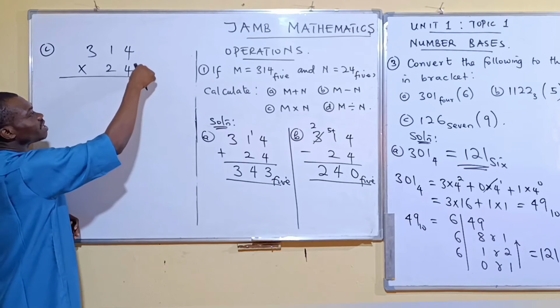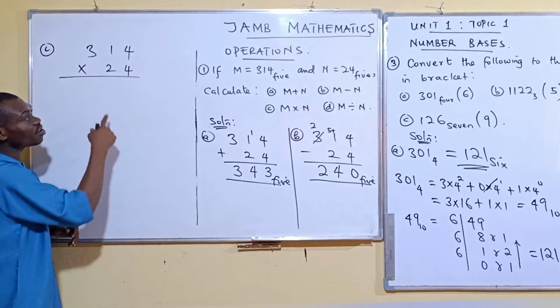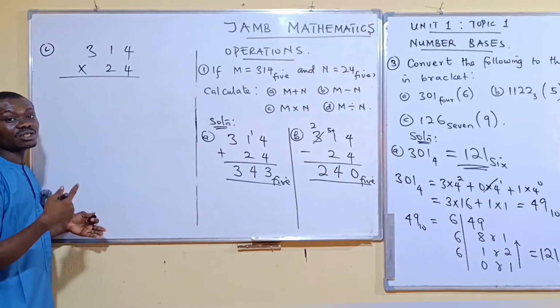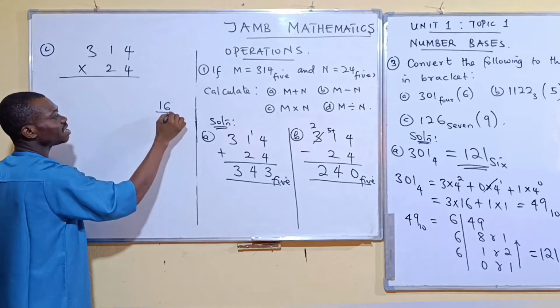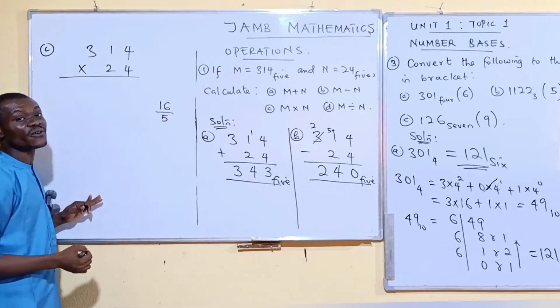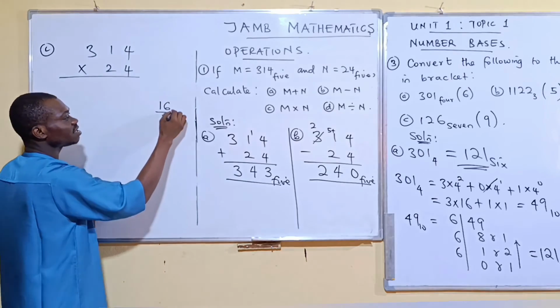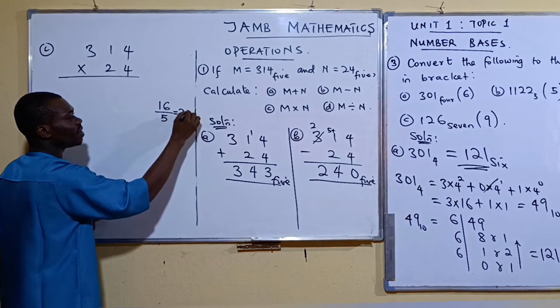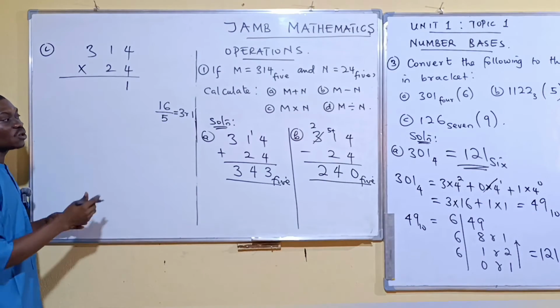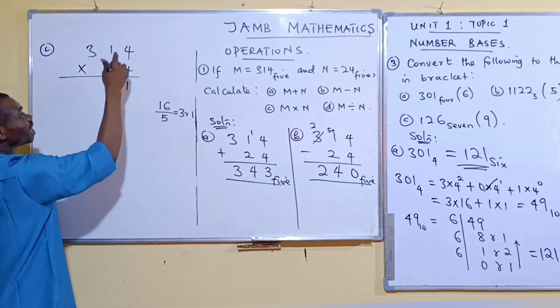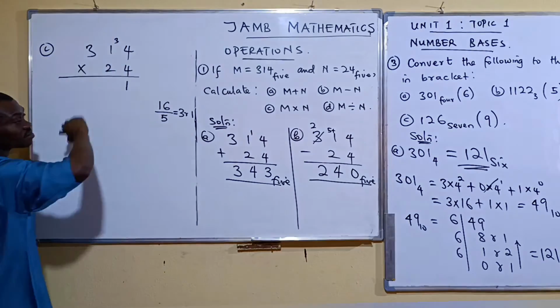Now that 16, what would you do with it? You are not going to write 6 and carry 1. You only do that in base 10. So you will bring that 16 and divide it by the base, which is 5. So 16 divided by 5 will give us 3 remainder 1. It is that 1 that you will write here. So you will now carry 3. So that 3 will come here.